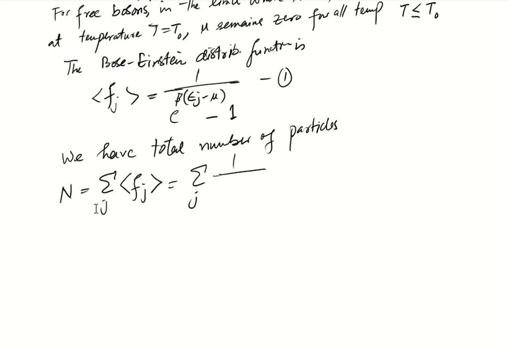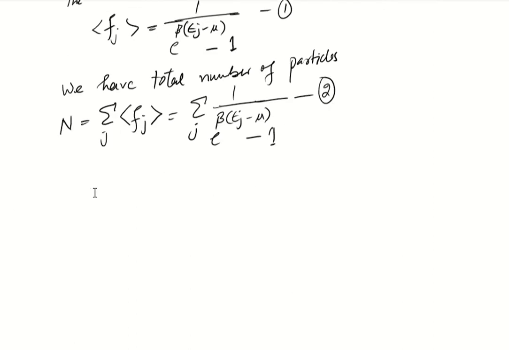We call this equation 2. So now we have to do two things. First, we have to convert this sum into an integral, that we did several times actually. And the other thing is we have to put mu equal to 0. So what we do, I write in detail.